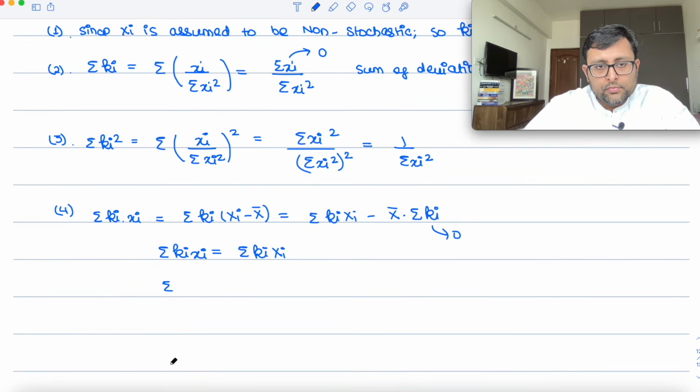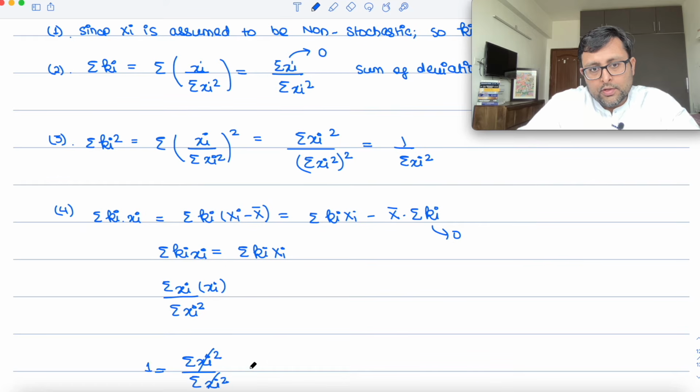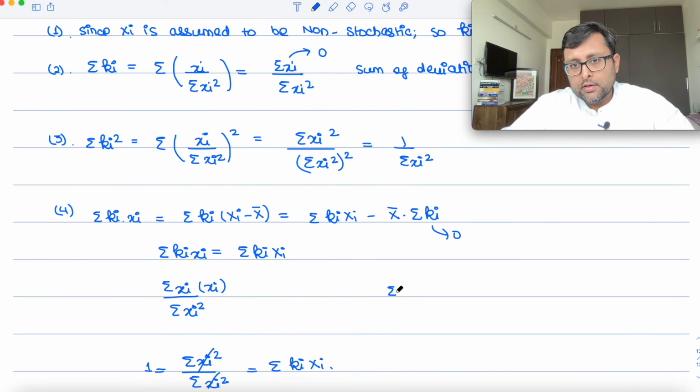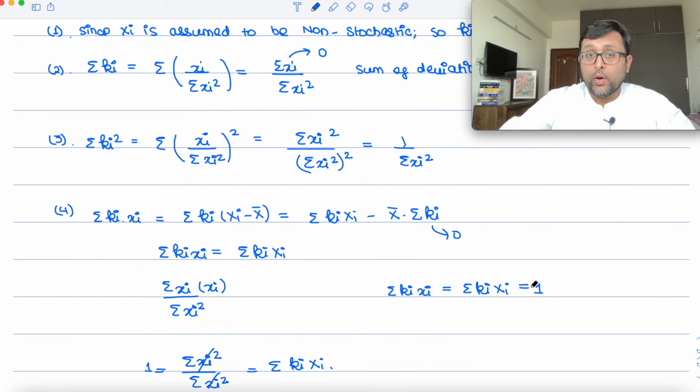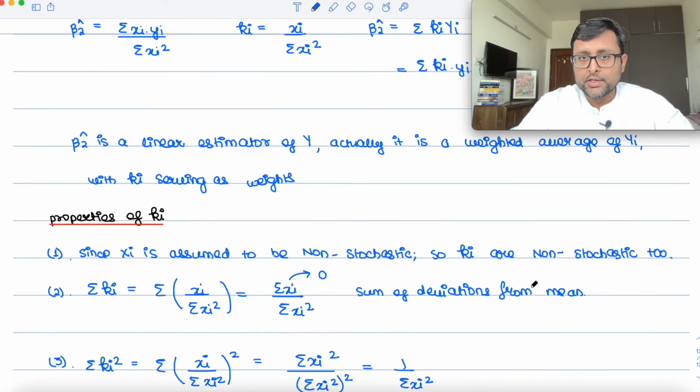Okay. Now what else can you do? This is summation of small xi square upon summation of small xi square. So that is equal to 1. Right? So summation of ki small xi is equal to summation of ki capital Xi, and both are equal to 1. So these are the four properties you should remember.